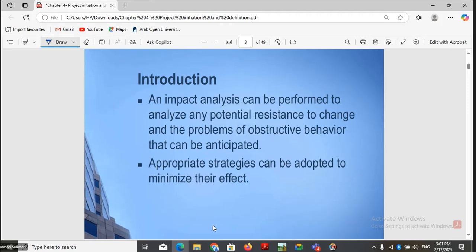An impact analysis can be performed to analyze potential resistance to change and the problem of obstructive behavior that can be anticipated. During the initiation and definition stage, we can analyze how the people behave toward the project. Do we have any resistance to the project, or are people happy to do the project? So we can analyze this. Appropriate strategies can be adopted to minimize the effect of the obstructive behavior during the working of the project. So this can be analyzed at the initiation stage. Is there anybody or anything that can stop the project or make difficulties in the project, or that can go negatively with the project? That can be analyzed and we can make some strategies to minimize their effect on the project working.